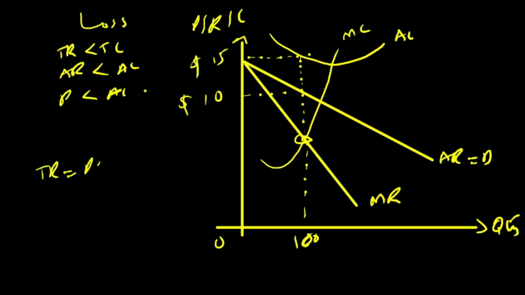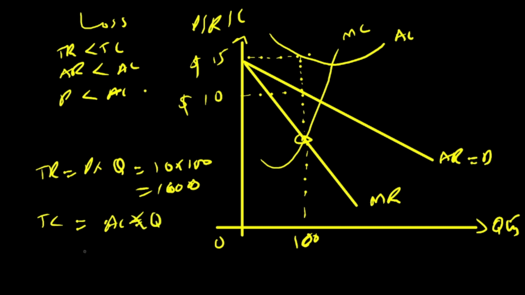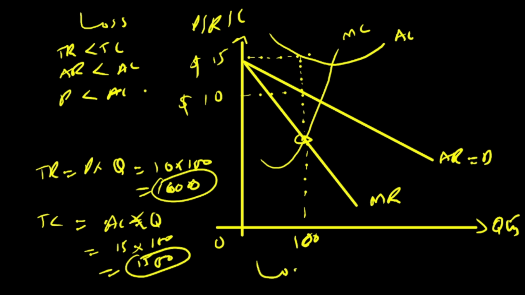Now find total revenue, which is equal to P into Q, and P is 10, Q is 100, so 10 into 100 is equal to 1000. Now total cost is equal to average cost multiplied by quantity, average cost is equal to 15, quantity is 100, so it will be 1500. So total cost is greater than total revenue, and when total cost is 1500 and total revenue is 1000, it will be a loss. How much loss is there? $500 is the loss, and this shaded area is the amount of loss that is faced by the firm.